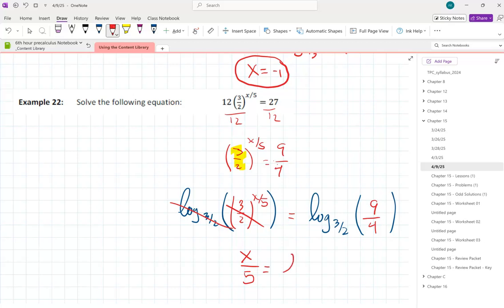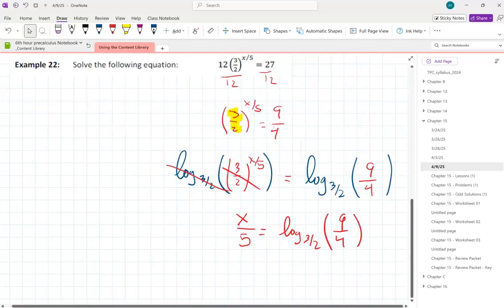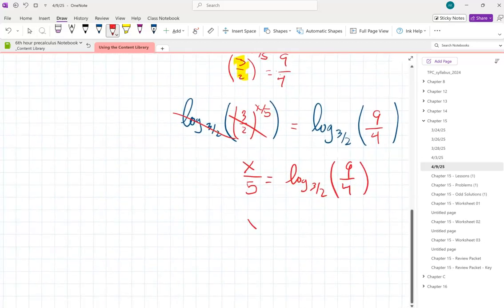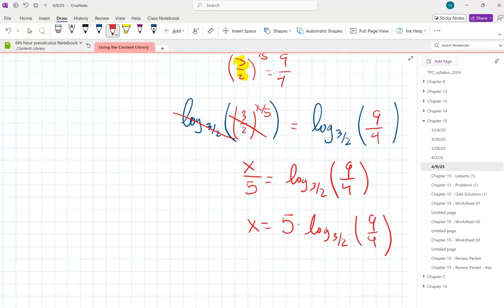Log base 3/2 cancels exponent base 3/2. It's a wonderful thing. So to get the x all by itself, the last thing I need to do is multiply by 5. Again, I can't multiply the 5 inside the logarithm, so I'll just tack it on to the outside. And now it's calculator time.